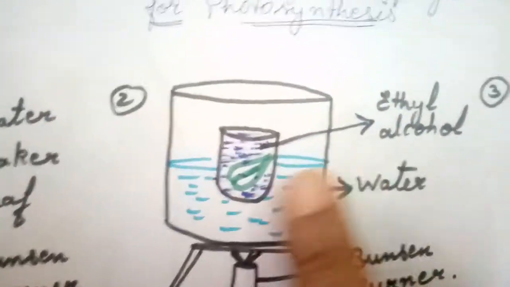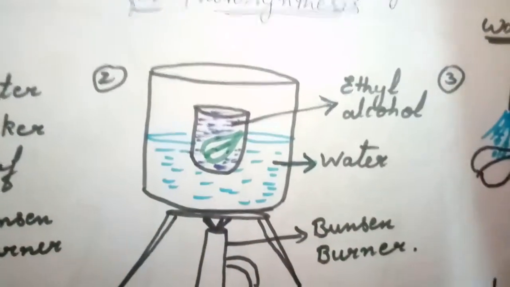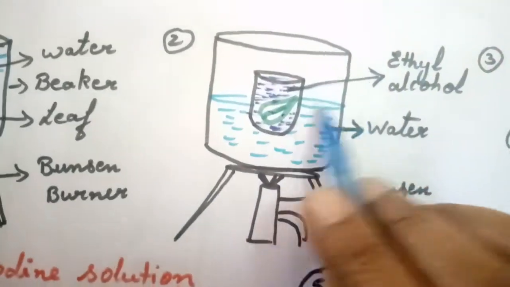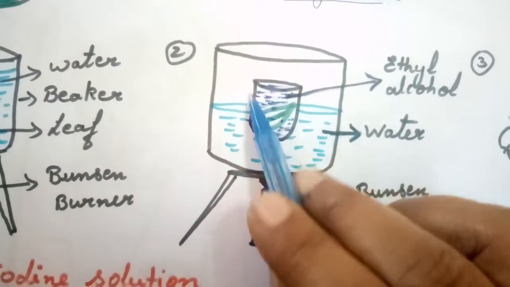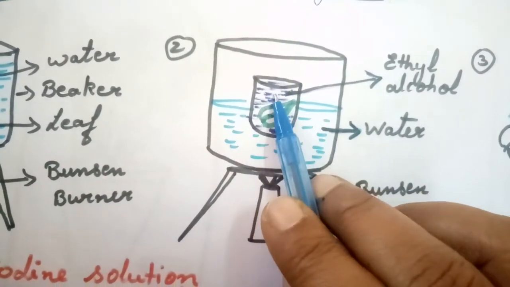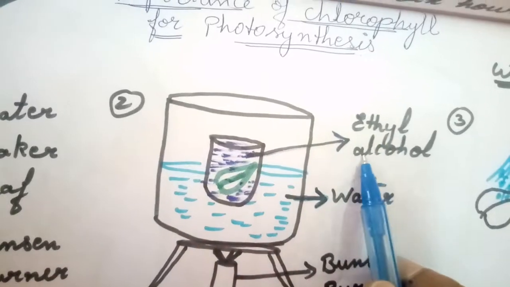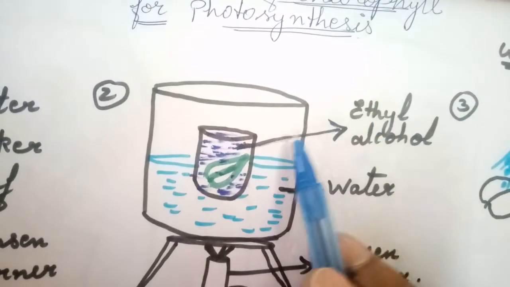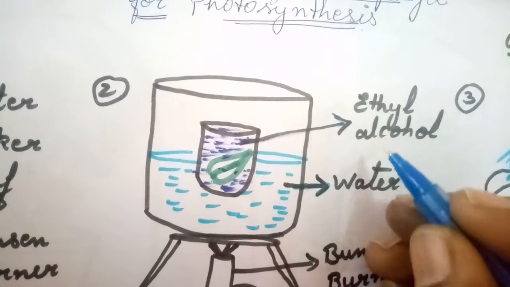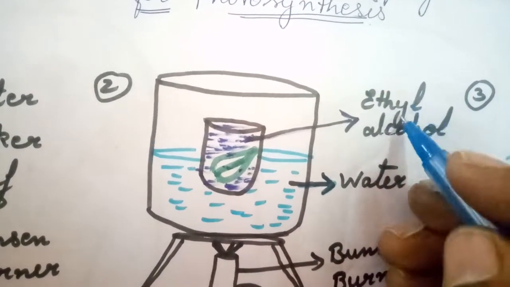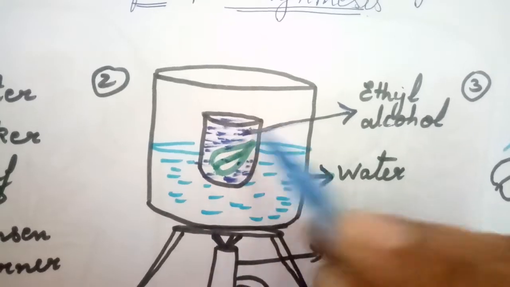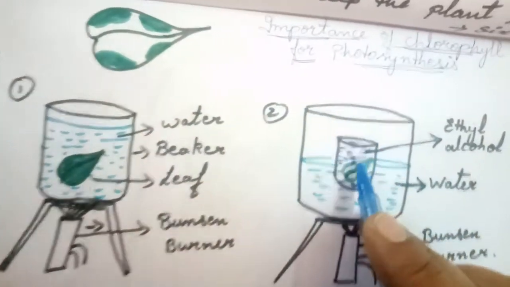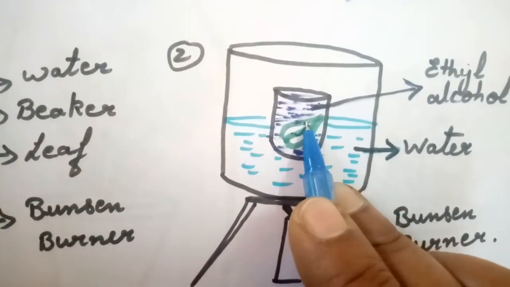Okay, so here you can see there are two beakers kept here, and the inner beaker which you can see is filled with alcohol. Okay, here we have taken ethyl alcohol. Alcohol is an organic compound. So in this beaker we have taken alcohol, and this leaf which we have boiled, that leaf we have to put in this alcohol.